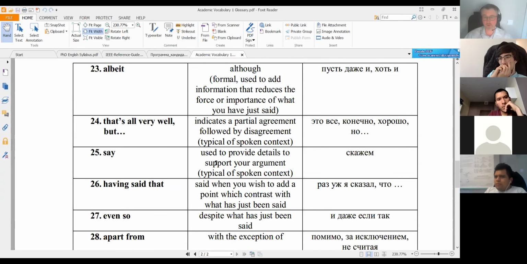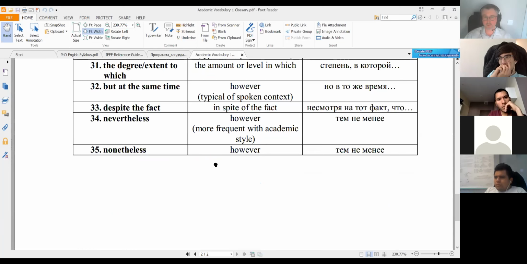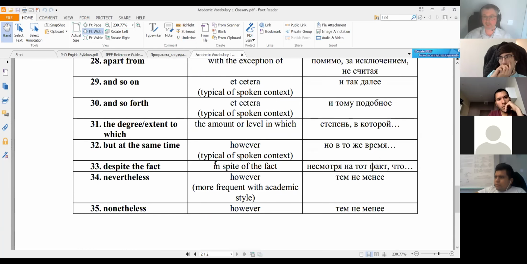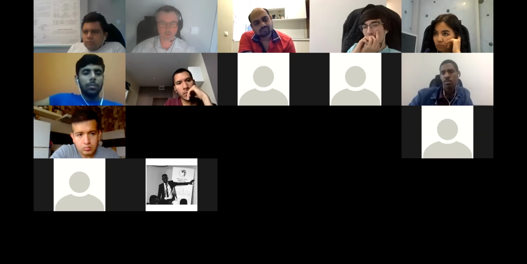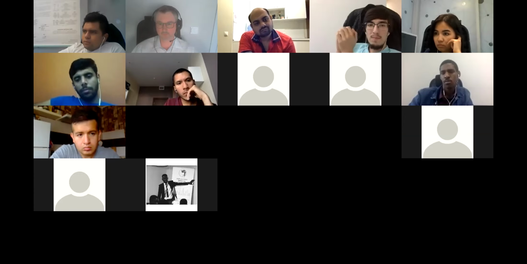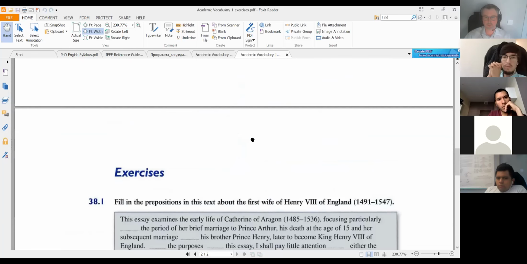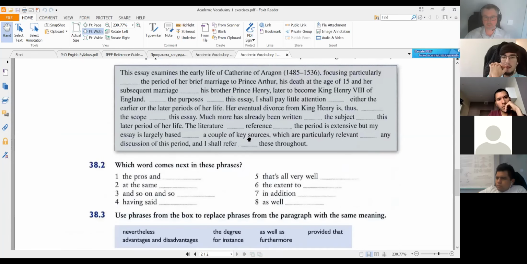Okay, so basically you should learn the words and the phrases from this glossary, if you don't know those words or phrases already. Okay, that's number 1. Number 2, you have to do the exercises, which will give you practice for the vocabulary that you're learning.